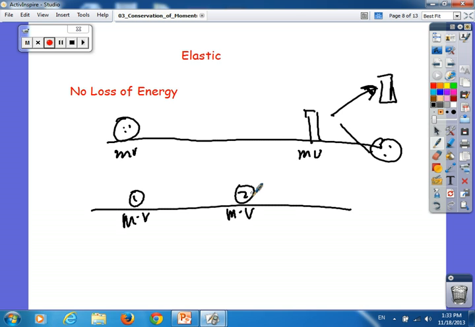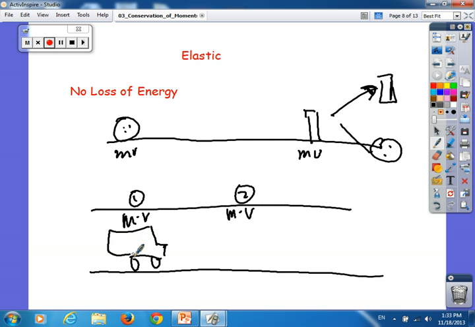The other thing you might think of is cars. With cars, there's no entanglement, it's just one bouncing off another. There's a truck. They might just be going at each other at the beginning, and might have something like that. That brings up a situation we'll talk about in a little bit. But we have our mass times velocity here, and a mass times velocity here.